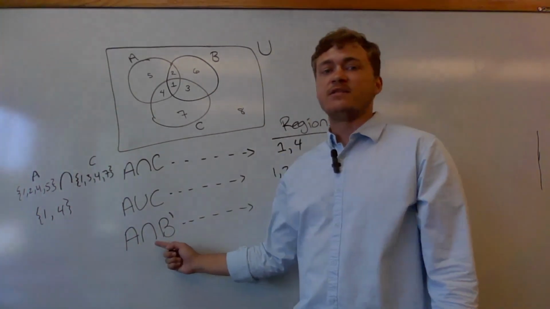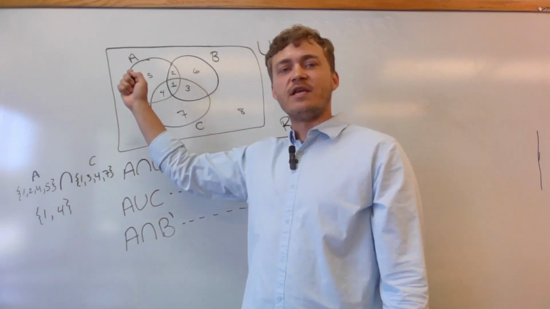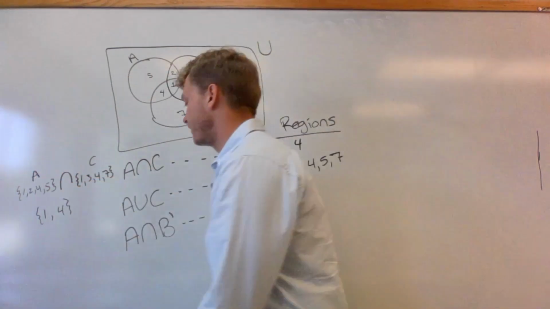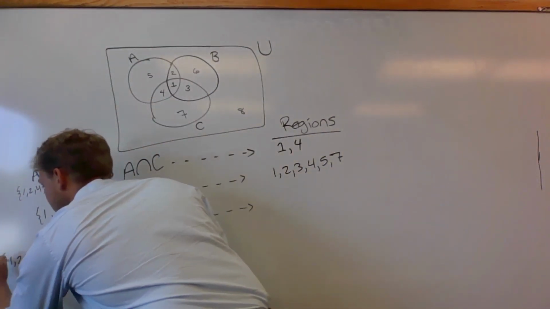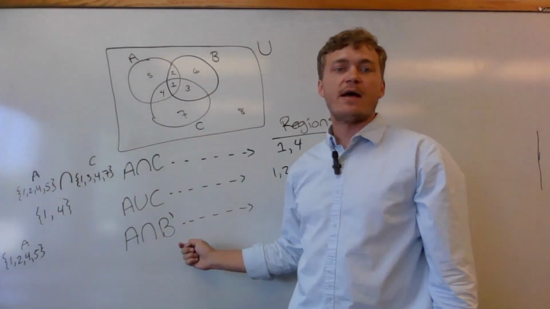Lastly, what about A intersect B complement? Now again, if this is more difficult to think about in terms of the image, well, start with A. What's in A? We found 1, 2, 4, and 5. Right, these are the regions, 1, 2, 4, and 5. We want to know, what's the intersection of that with B complement?